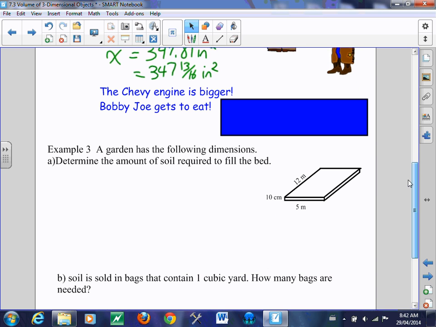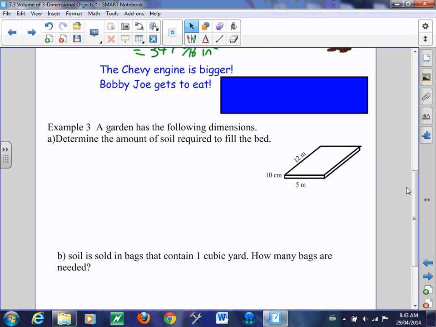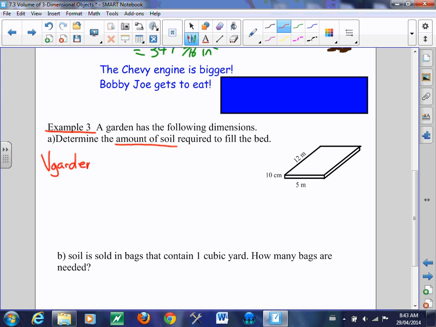All right. Last question today, and this is an important one, and I've had to do this in the past, ladies and gentlemen. Deals with gardening. It's a very practical example. A garden has the following dimensions. Determine the amount of soil required to fill this bed. So pretend we're making a veggie garden or something. Amount of soil, hopefully you recognize as volume. So volume of the garden is going to equal the length times the width times the height.